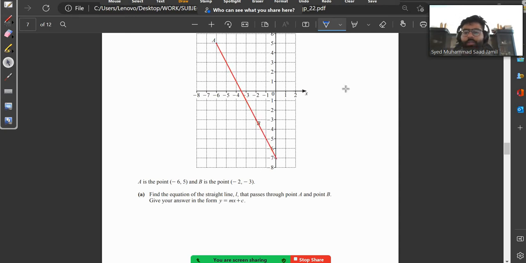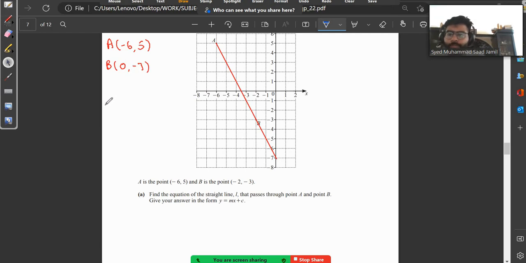Okay. Now it says find the equations. First of all, the first step is to write down the coordinates. The coordinate of A is minus 6 comma 5. The value of x is minus 6. The value of y is 5. And the coordinate of B is 0 comma minus 7.